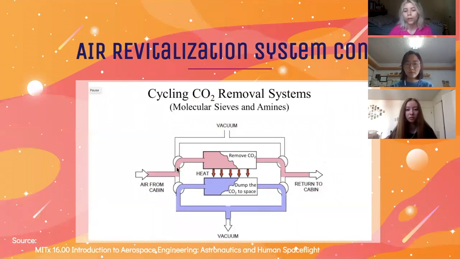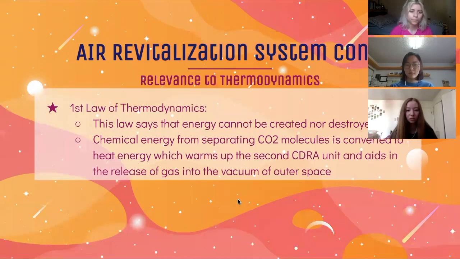As mentioned before, air from the cabin goes into this first unit where the CO2 is removed and the scrubbed air returns to the cabin. Meanwhile, the heat from this first unit heats up the second unit, which takes a full tank of CO2 and dumps it back into the vacuum of space. Once one cycle is completed, these two units will basically swap jobs. So now air from the cabin will enter the second unit, get cleaned of CO2, and then return to the cabin, while this unit, which is full of CO2, will be dumped into the vacuum of space with the help of heat from the second unit.